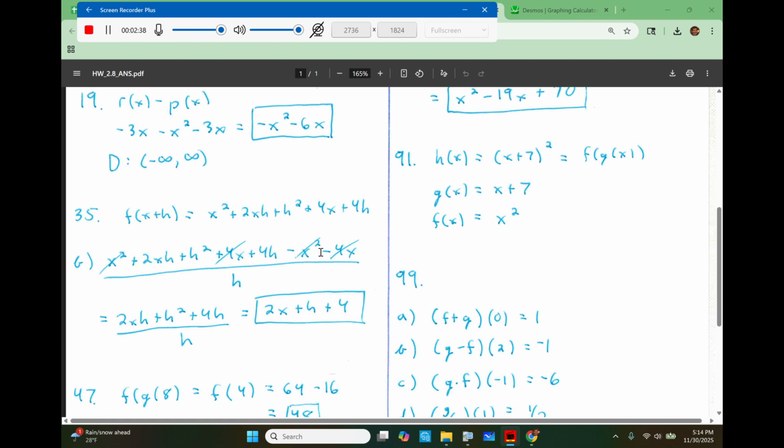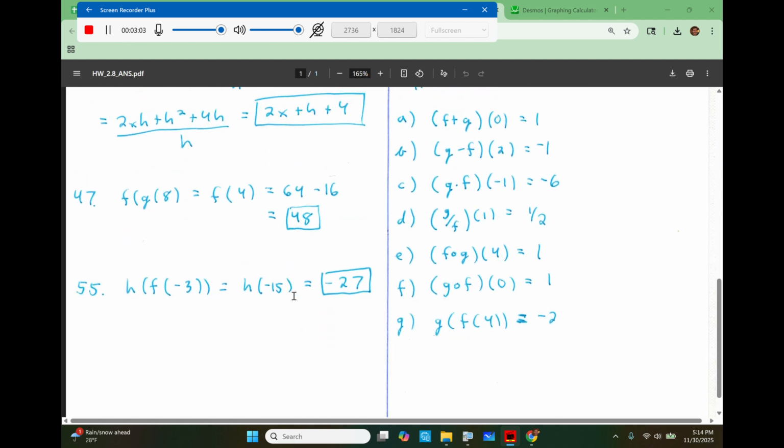So f of x was x squared plus 4x, so it's minus x squared minus 4x. Those two things cancel out with those two things. So I'm just left with 2xh, h squared, and 4h all over h. I can factor an h out of all three terms and cancel it, leaving me with 2x plus h plus 4. Bam, done.